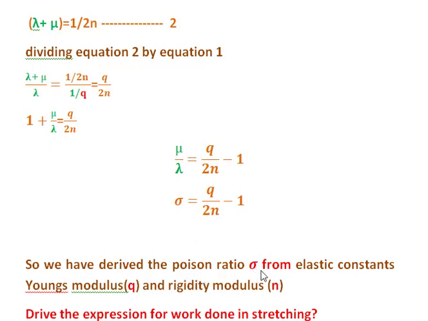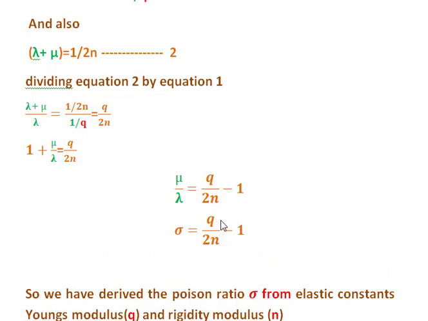So we have derived the Poisson ratio sigma. The symbol of Poisson ratio is sigma. From the elastic constants, q is the Young's modulus and n is the rigidity modulus. So we have derived the Poisson ratio in terms of the two elastic constants, Young's modulus and rigidity modulus. So it is the final expression for the Poisson ratio: sigma is equal to q by 2n minus 1.